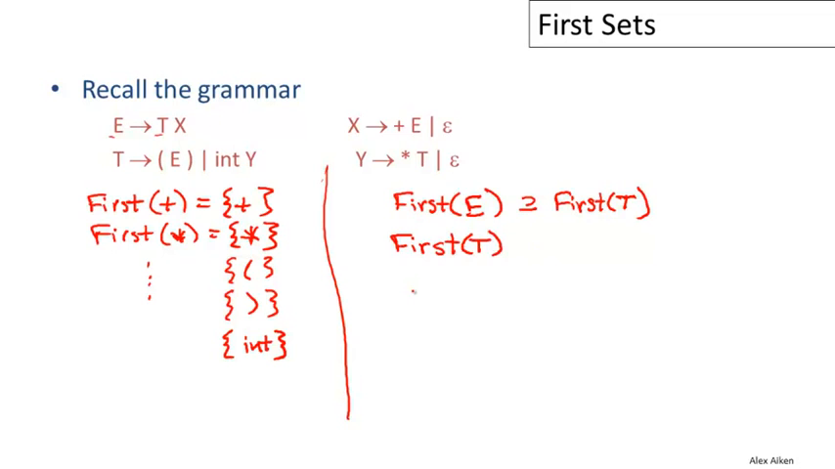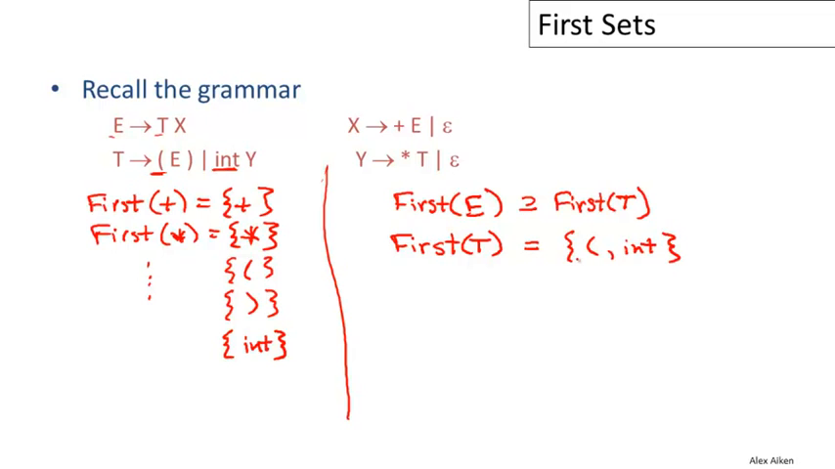Now, the first of T is actually pretty easy because if we look at the productions for T, we can see that they produce terminals in the first position. So the only possibilities in the first of T are open paren and int. Since there are only two productions for T and both of them have a terminal in the very first position, there are no other terminal symbols that could be produced in the first position by T. So we can just read off the first of T directly from the grammar, and it's open paren and int.